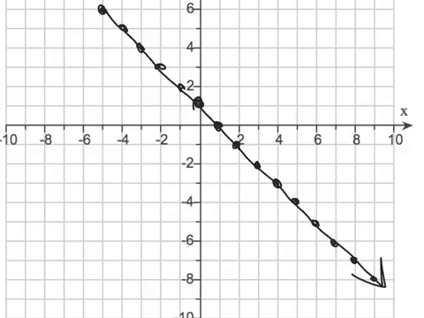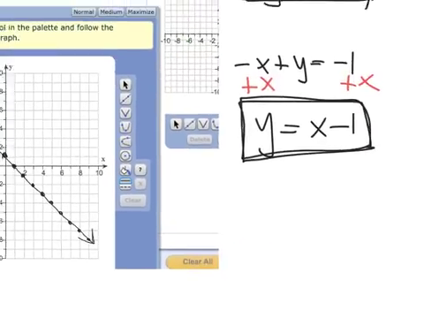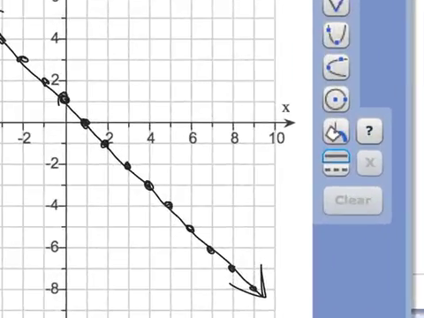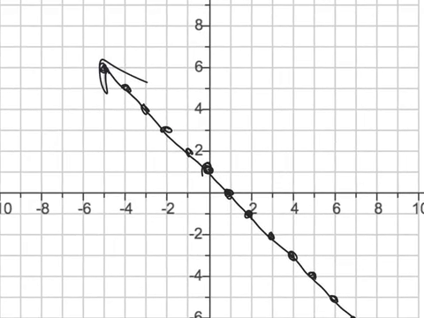All right, there is that first line. Now we're going to do the same thing with the second line. This line says start at negative 1 and go up 1 over 1, up 1 over 1. So we're going to do that in blue. It says start at negative 1, which is right here. Then it's going to go up 1 over 1, up 1 over 1, up 1 over 1.